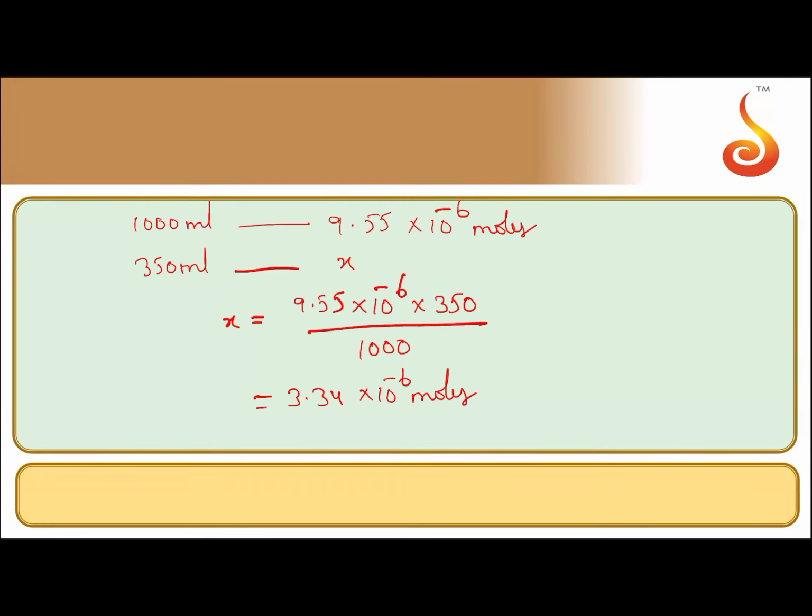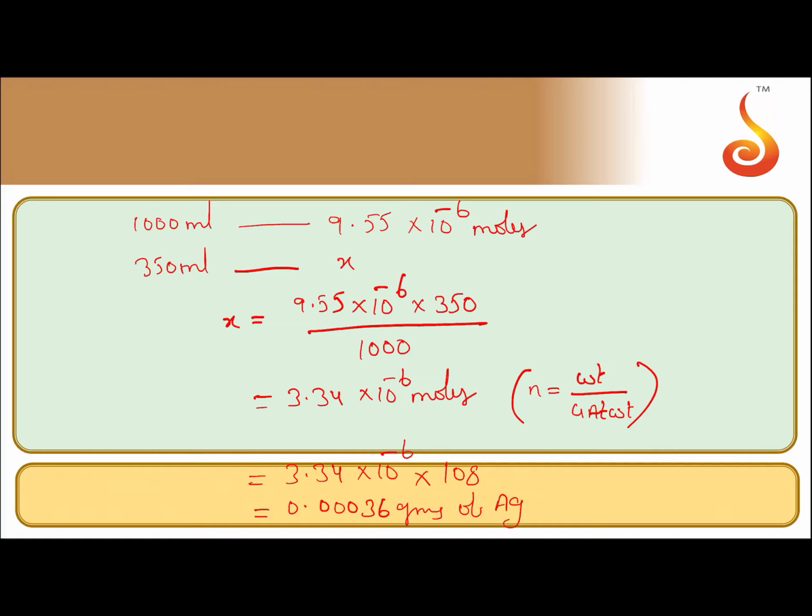Number of moles is equal to weight by gram atomic weight. So if you multiply this number of moles with the gram atomic weight, that is 3.34 into 10 power minus 6 into 108, the atomic weight of silver, we get 0.00036 grams of silver.